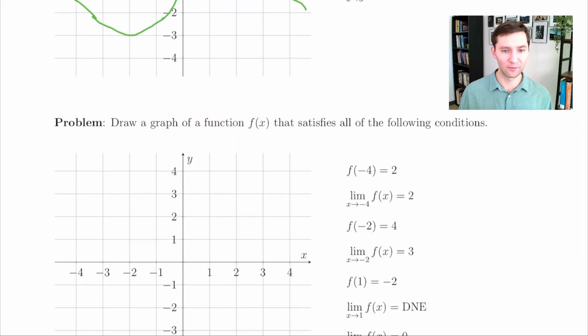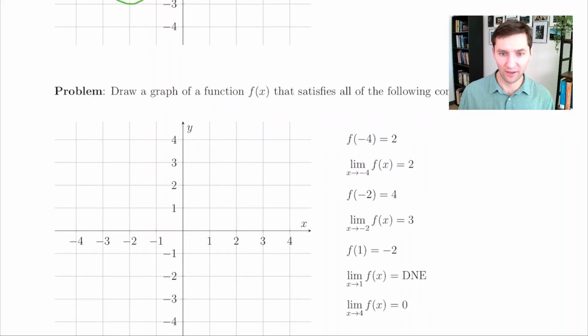I have one more problem for us to try. If you would like to try this problem on your own first, this would be a good time to stop the video. I will go through the conditions one by one. First, the value of the function at -4 must be 2. I find -4 on the x-axis, and I know that the value of the function must be 2 there, so I add a green dot with coordinates -4 and 2.